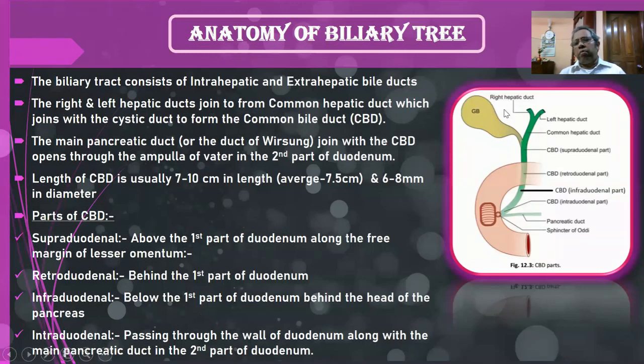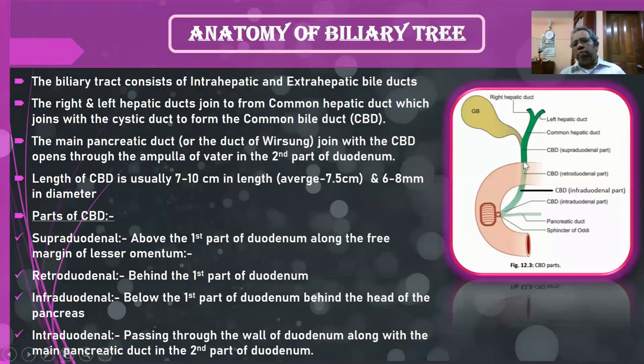So from the right and left lobes of the liver, biliary excretions are excreted through the right and left hepatic ducts, which join together to form the common hepatic duct. This is connected with the cystic duct and ultimately forms the common bile duct. This common bile duct runs down and ultimately enters into the ampulla of Vater.